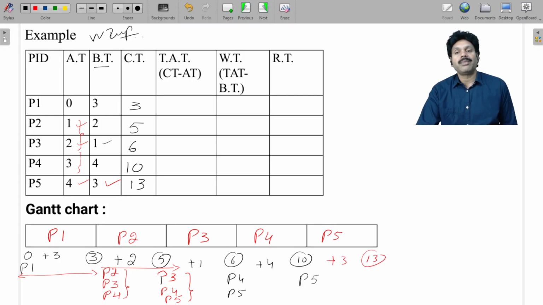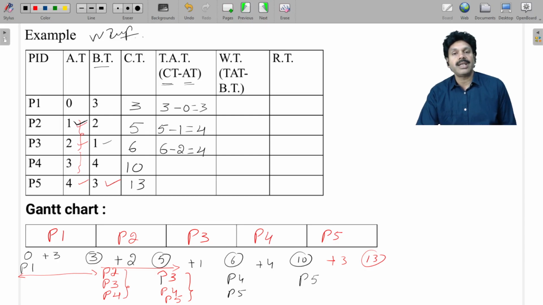Now turnaround time. Turnaround time, I said, is exit time minus entry time. Exit time is 3, entry time is 0, so this is the turnaround time. Then exit time is 5, entry time is 1, so turnaround time is 4. Exit time is 6, entry time is 2, then 4.